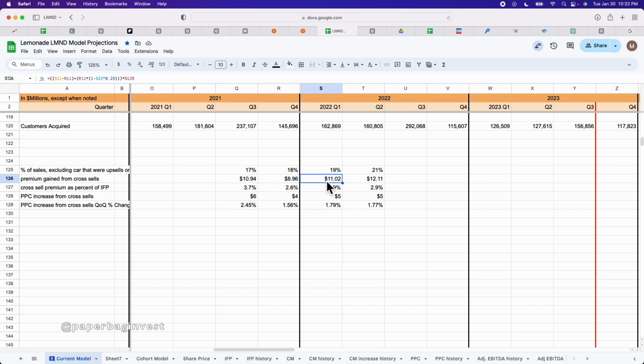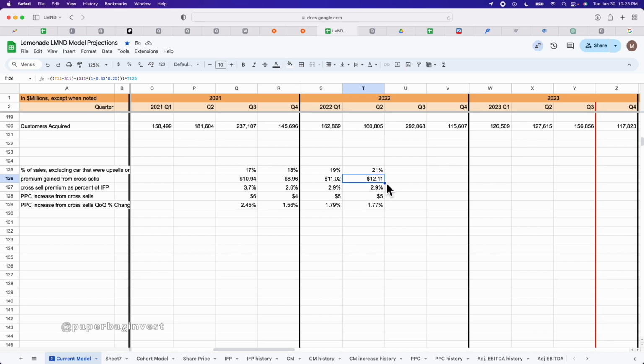So for each one of these, for example Q2 2022, if you look at the equation line, I took the amount of premium that was changed overall between quarters, 39 million, plus the amount of premium that was churned previously, and you add those together, you get about 58 million of premium. You multiply that by the percentage that was from cross sales, 21%, and you get about $12 million of premium that was gained in that quarter just from cross-selling.